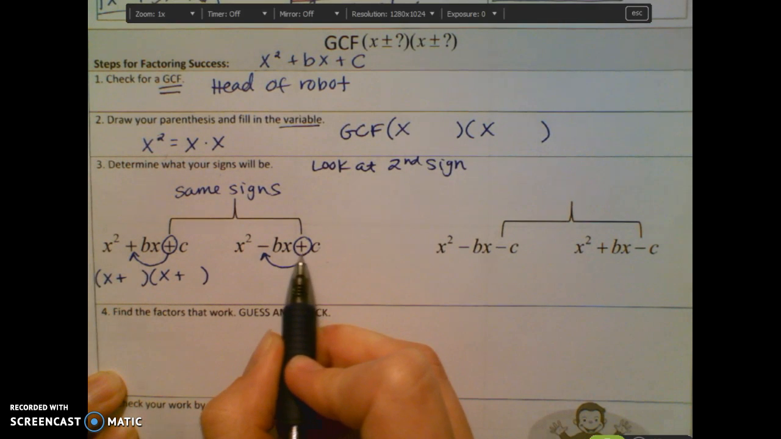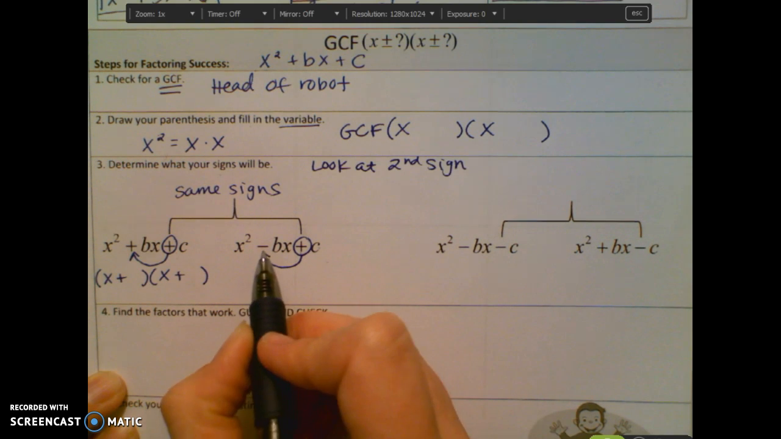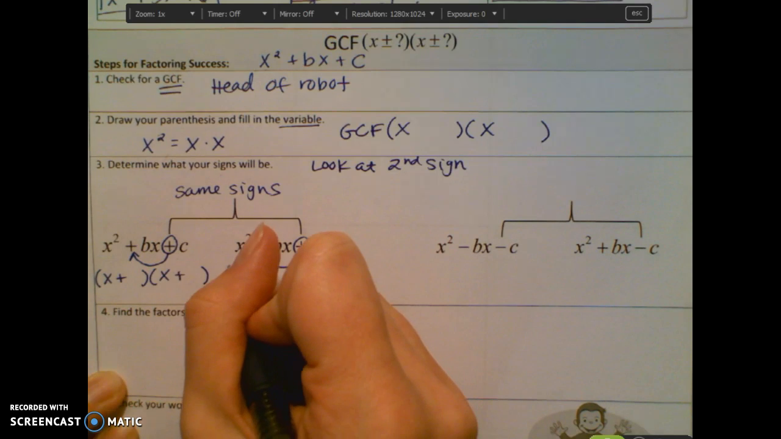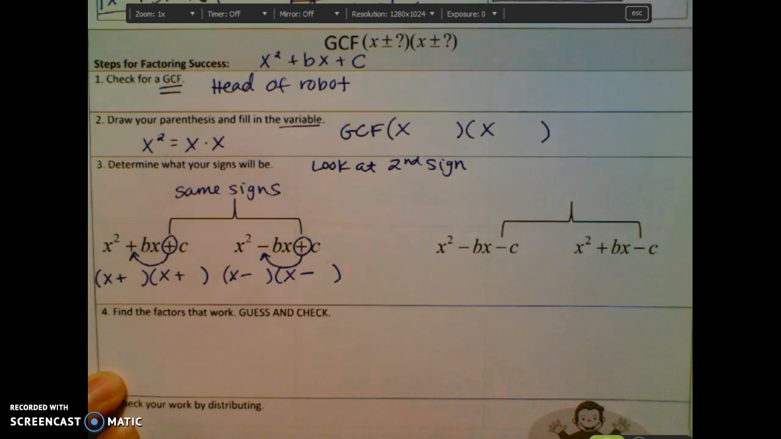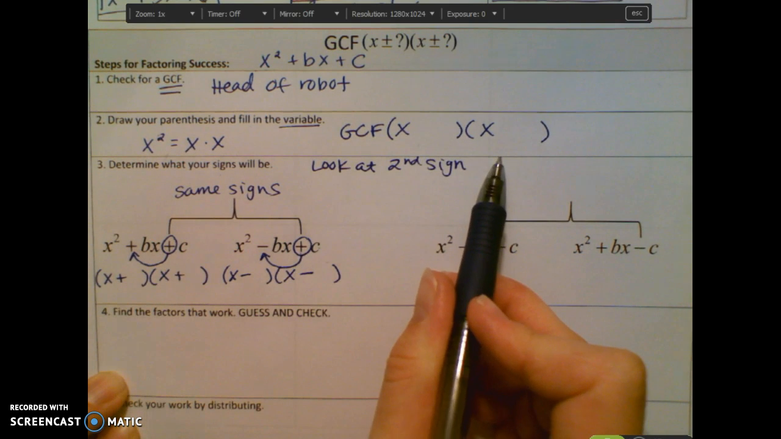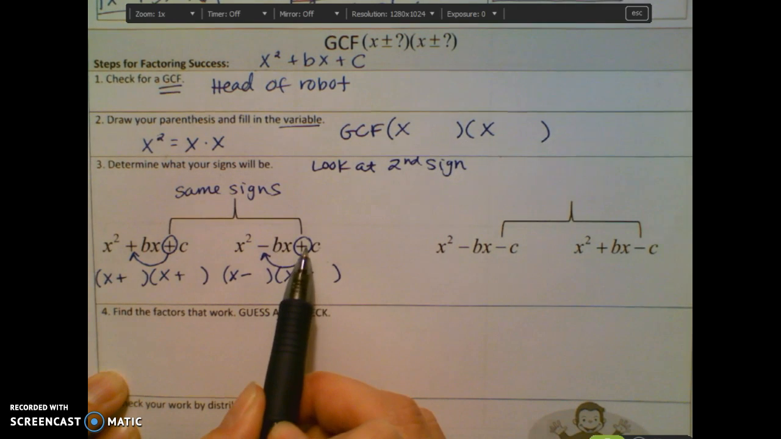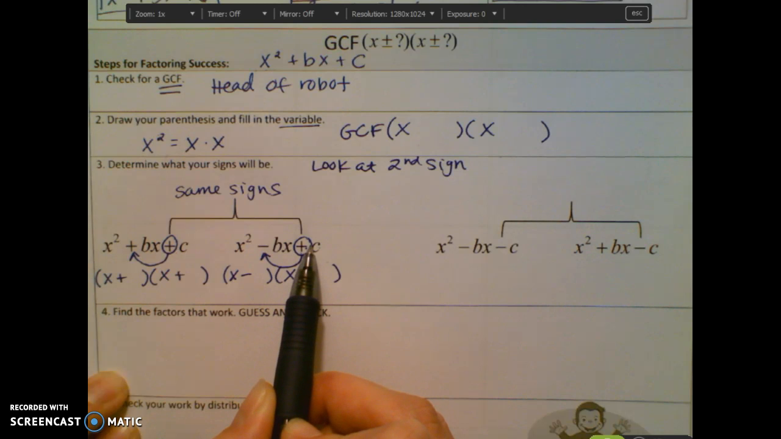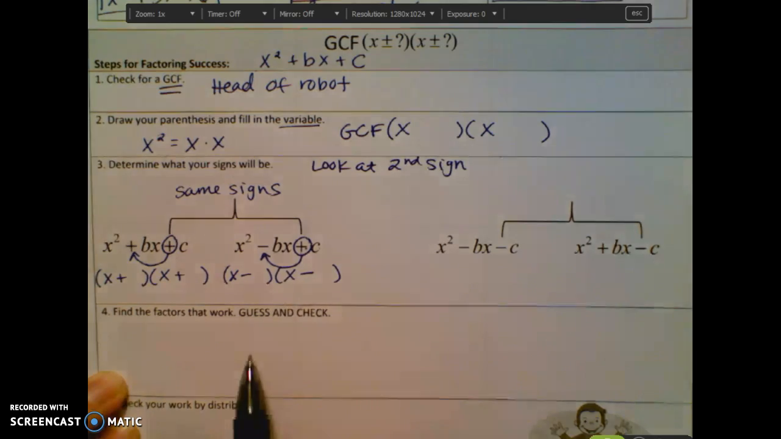If we have a positive c, so our second sign is positive, then we go back and we have a negative, that means we are going to have x minus something times x minus something. So this is very important. After we break apart in the two parentheses and we have x and x, we have to look at our signs. If there is a positive in front of the c, that means they're both going to be the same. So either two pluses or two minuses.